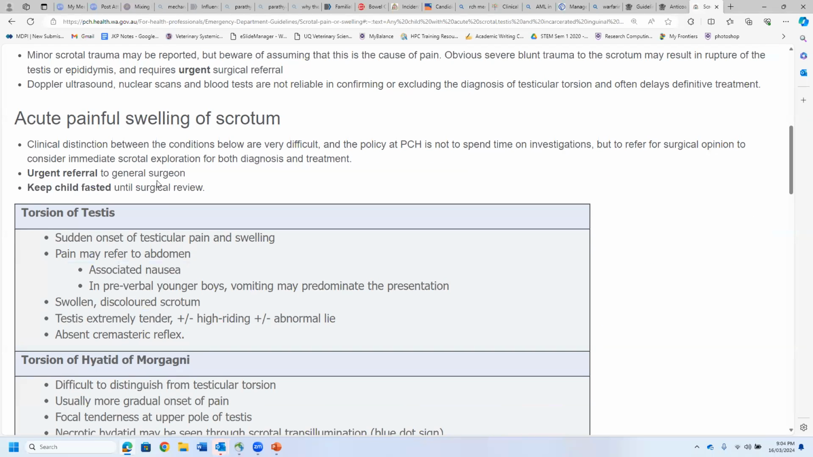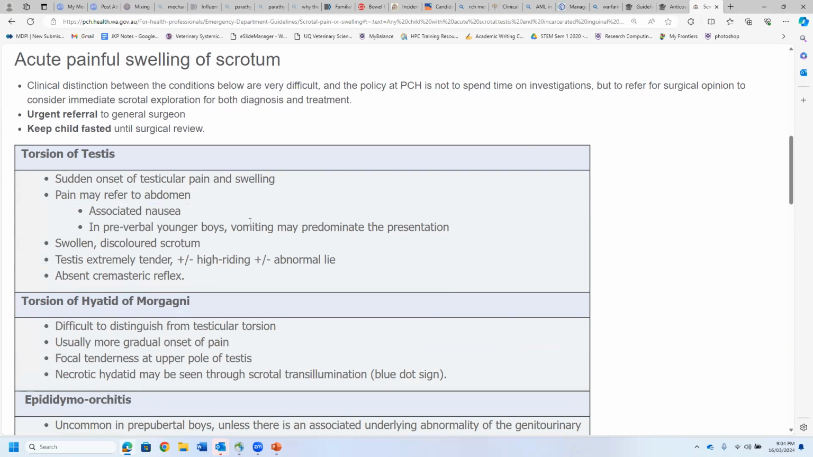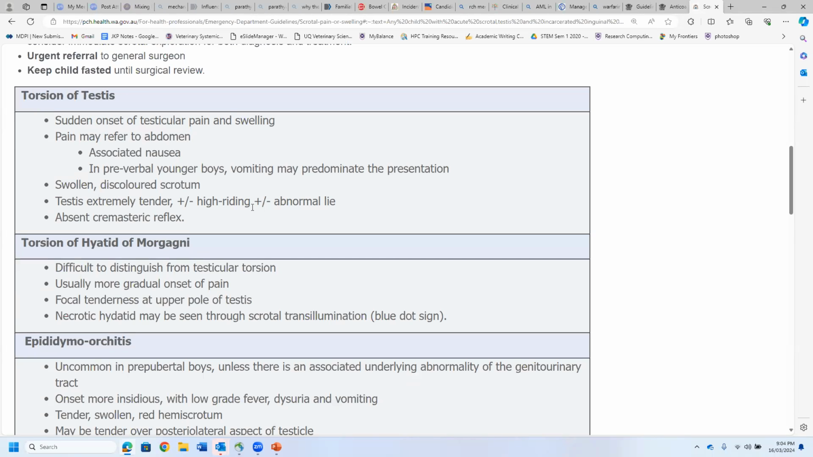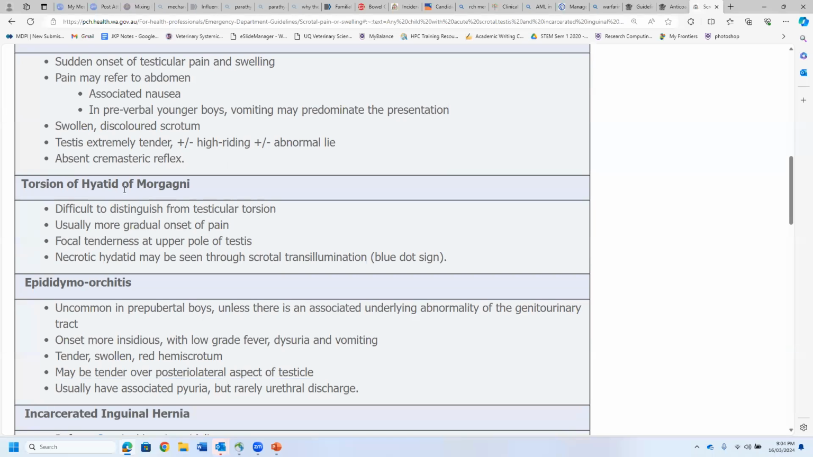So we know acute causes are testicular torsion. The patient will have severe sudden onset of pain and swelling. They may refer pain to the abdomen, and will have nausea, vomiting, swollen discolored testes, extremely tender, high riding and horizontal lie, absent cremasteric reflex. Torsion of the hydatid of Morgagni is also there. Appendicular torsion is also an emergency.